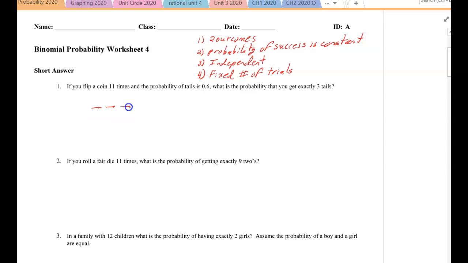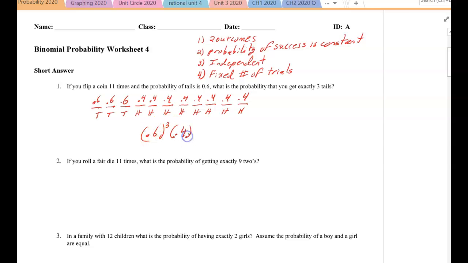11 dashes. 1, 2, 3, 4, 5, 6, 7, 8, 9, 10, 11. And then underneath there they would say, all right, we need 3 tails. So they would put a T. And underneath the other ones, they would put H's. And they would realize, oh, I need 3 tails, so tails 0.6, 0.6, 0.6. The other ones are complements, so 0.4s. And they would realize, oh, I could just do 0.6 cubed, and then 0.4 to the 8th power. And they type that in, and then I would let them know that that's not quite correct.